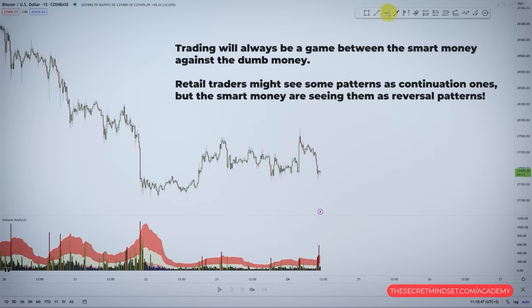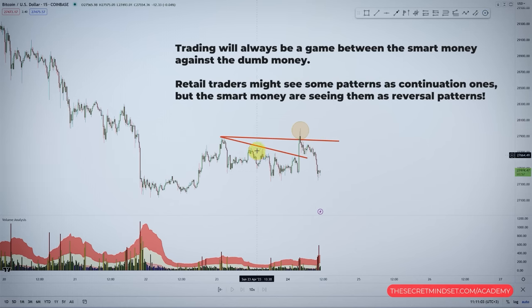Trading will always be a game between the smart money against the dumb money. Retail traders might see some patterns as continuation ones, but the smart money are seeing them as reversal patterns. You've seen the different traps used by the big players.